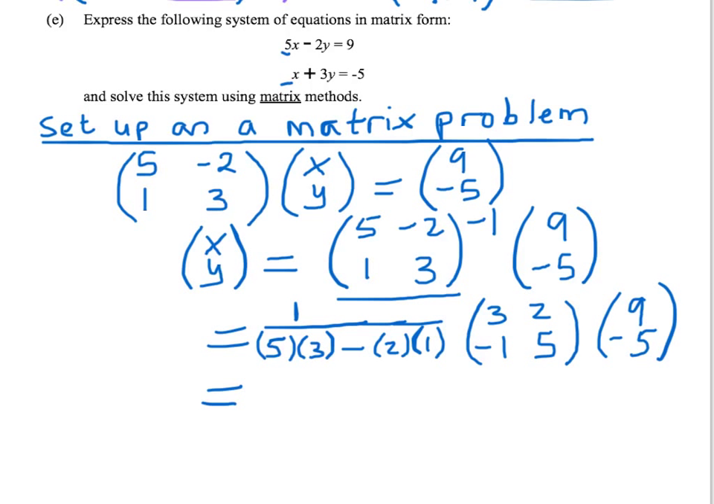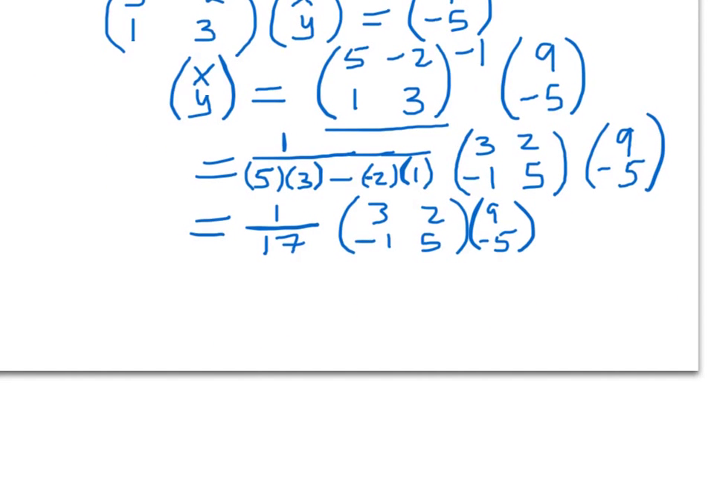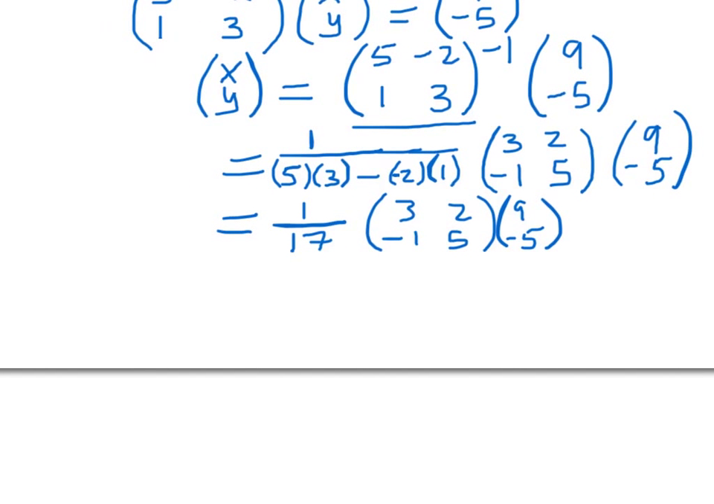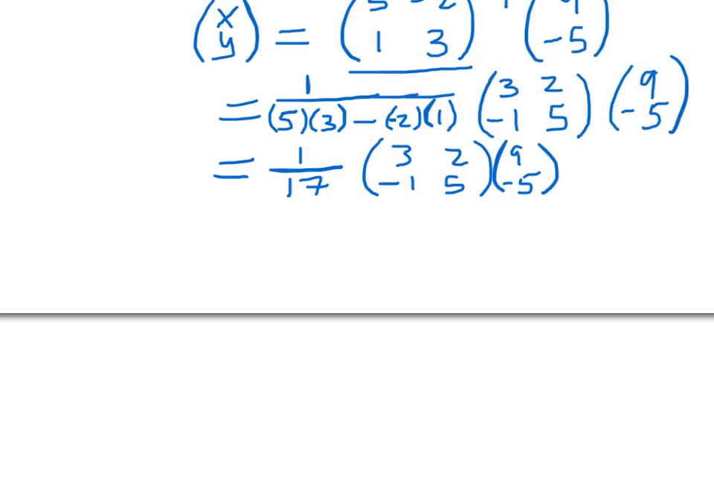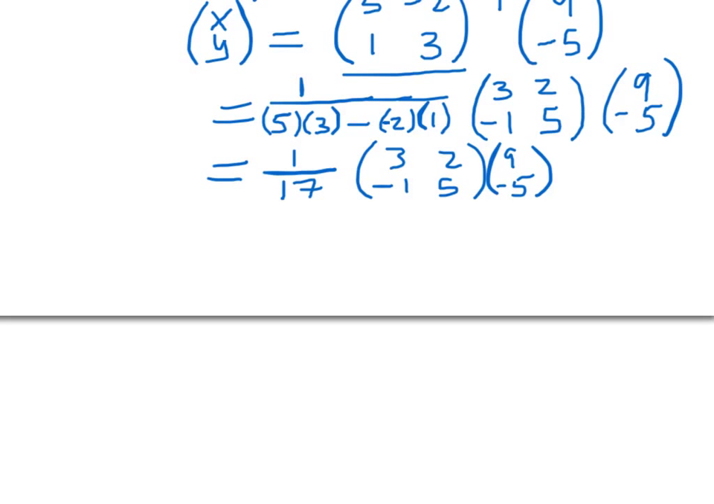And if I work that out, that's going to be 1 divided by 5 threes are 15, minus, and that should be a minus there, sorry, minus 2, so it's plus 2, so that's going to be 17. And I'm going to have to multiply 3, minus 1, 2, 5 by 9, minus 5. So this is a multiplication, and let me just move it down to get a little bit more space. What I'm going to get then is that it's equal to 1 over 17, right?